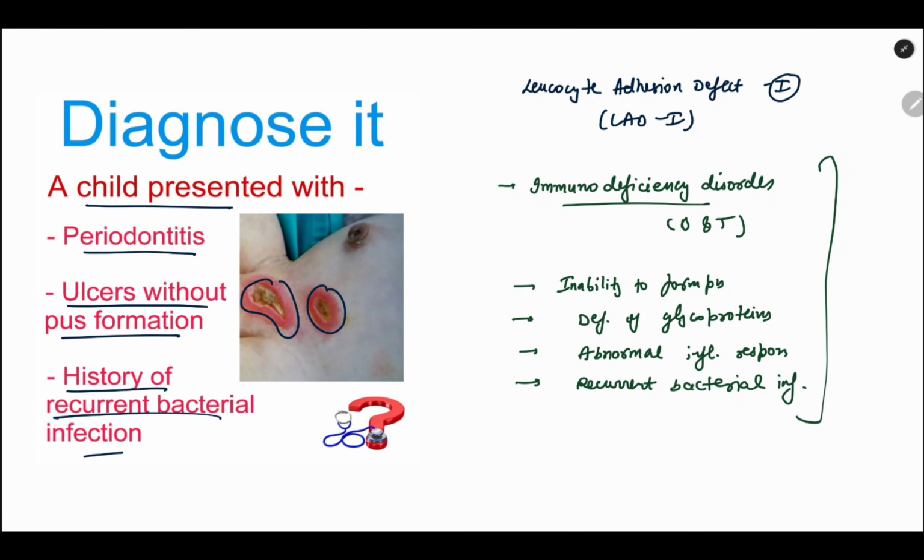So now let's discuss further, talking about the types of LAD. Basically we have three types of LAD: LAD 1, LAD 2, and LAD 3.